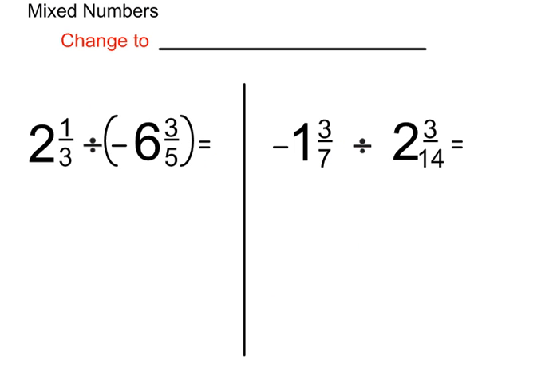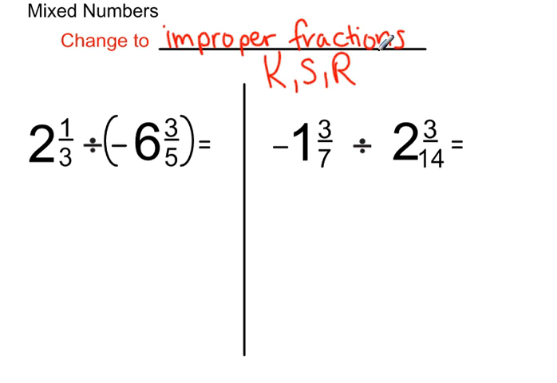Well, of course, we have to worry about mixed numbers, but you've seen this many times. How do we usually deal with mixed numbers? We change them to improper fractions. Once we have improper fractions, we're going to keep, switch, reciprocal, just like we did on that first page. So I'll change this by doing 3 times 2 is 6, plus 1 is 7. 7 over 3.